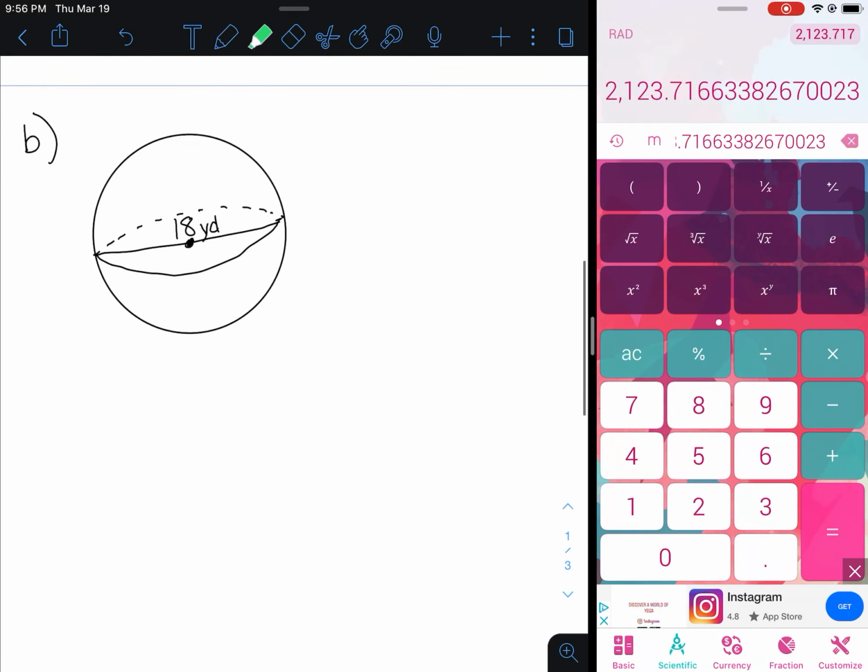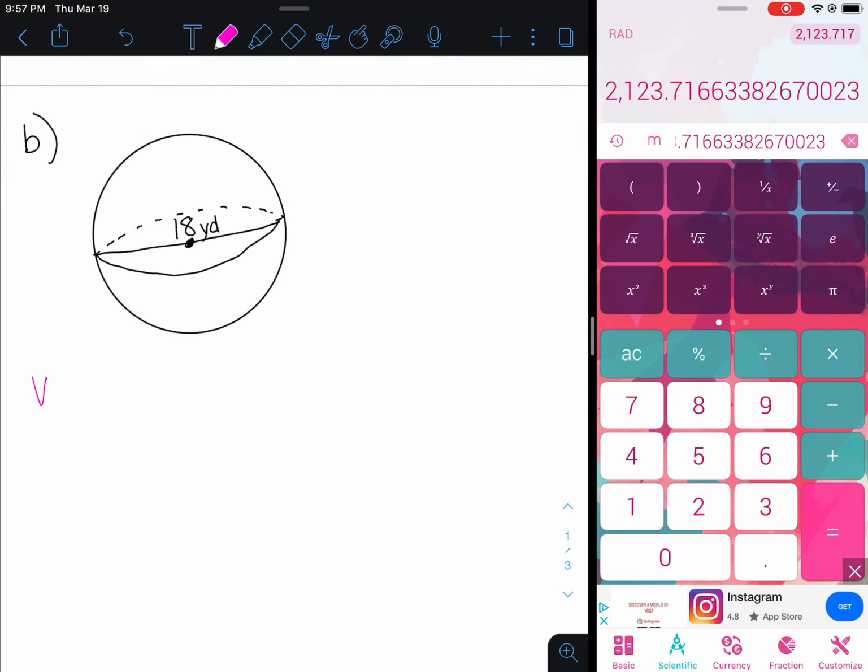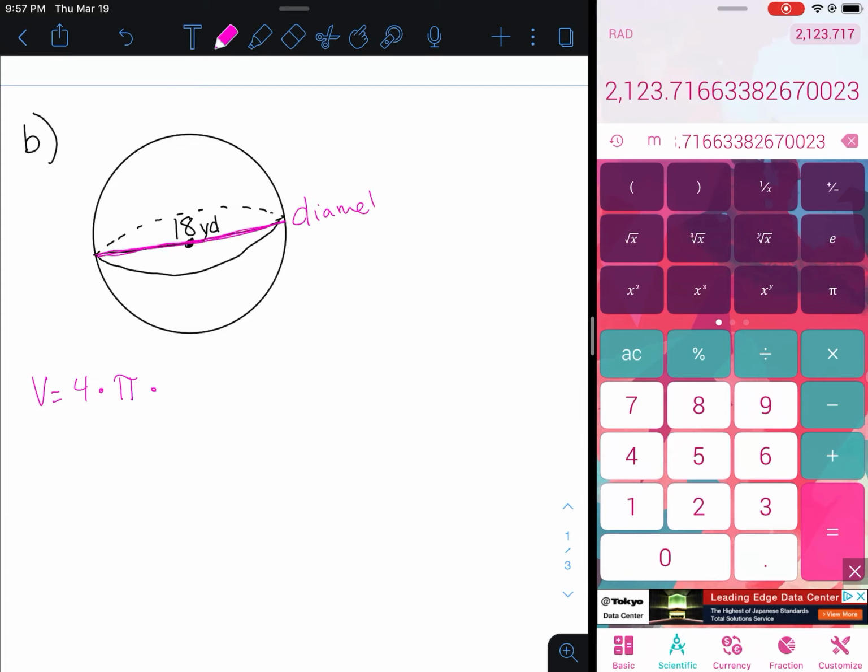Alrighty, so now we're going to go on to the second example here. So for volume, we have 4/3 times pi times our radius cubed. Now remember, this is the entire distance across, which means that this is the diameter. And I don't have a formula that gives me diameter. I have to find the radius. So in order to do that, I have to divide by 2. So 18 divided by 2 gives me 9. So my radius is actually 9. I'm going to cube that and divide by 3.